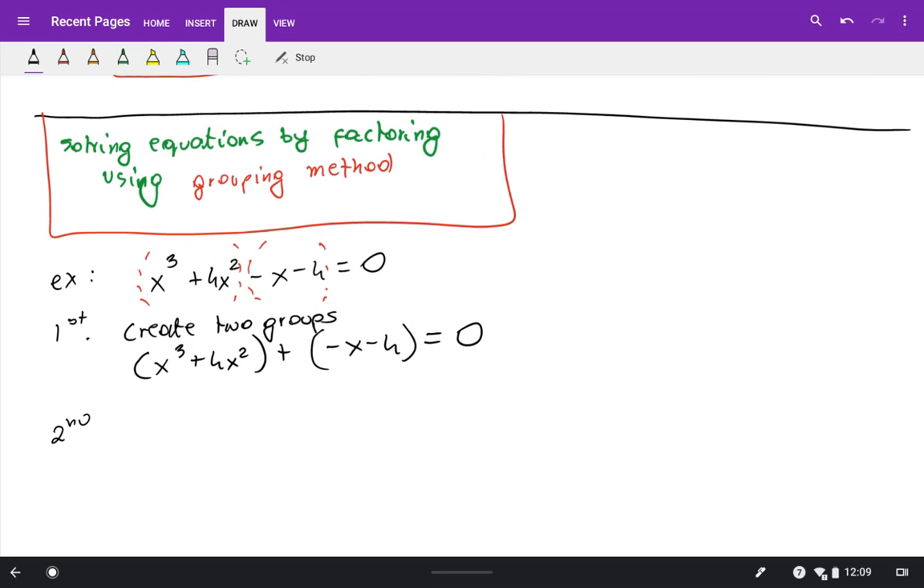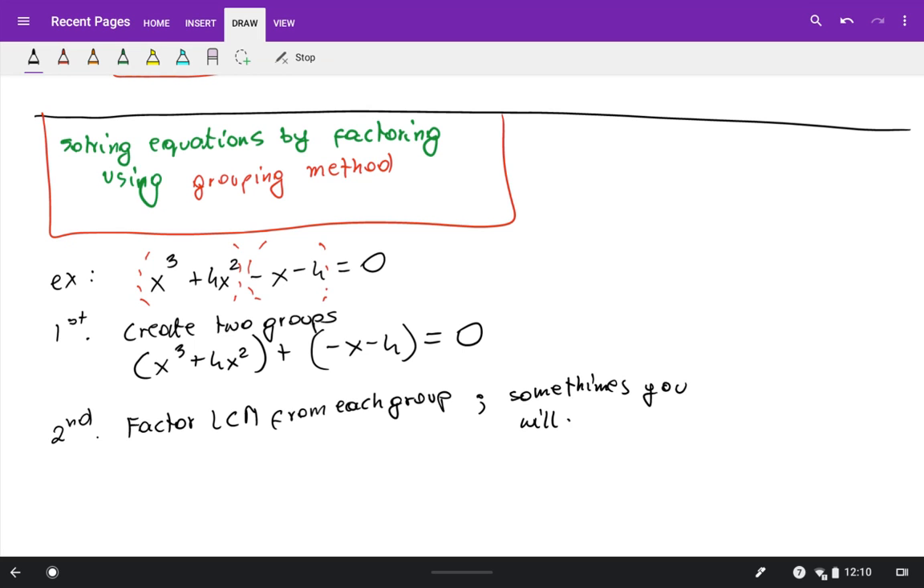Second, what you want to do is factor the lowest common multiple from each group. And note, sometimes you will need to factor out negative 1. Factor out, if there's nothing which you can factor, 1 or negative 1.